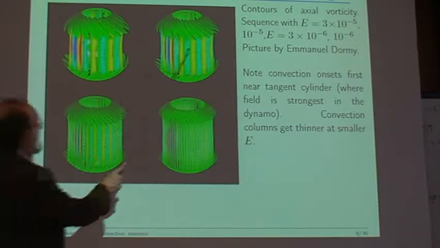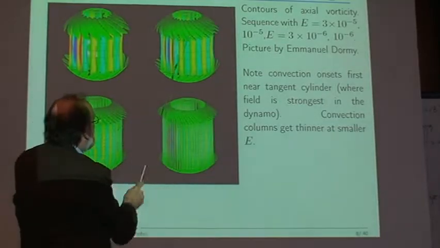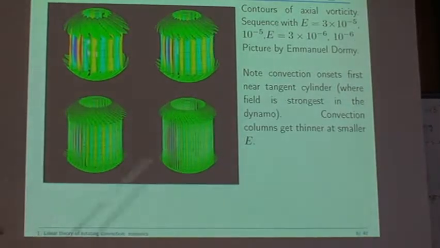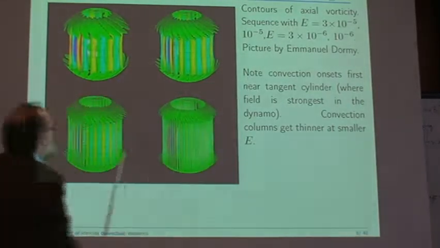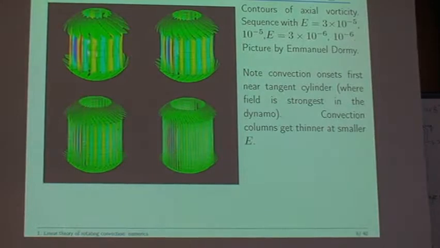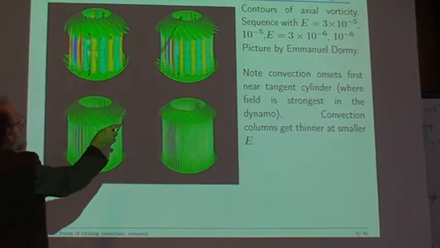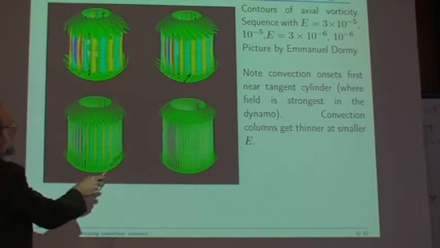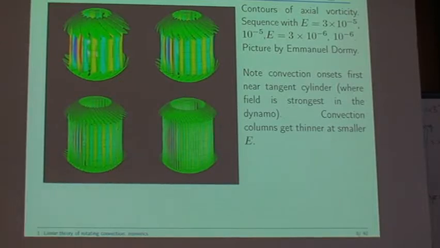And this is a plot. These columns here are actually axial vorticity, which is plotted here, so it's measuring the strength of the axial vorticity. Inside here is the tangent cylinder, so you can see that the solutions are turning up with solutions which onset close to the tangent cylinder. So the onset of convection, in this case, is close to the tangent cylinder.